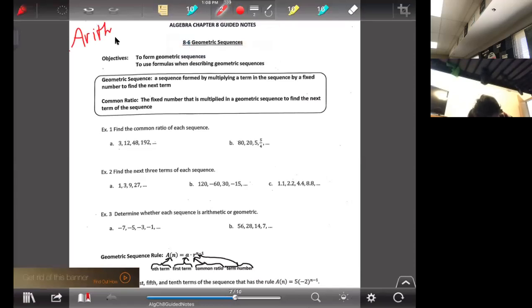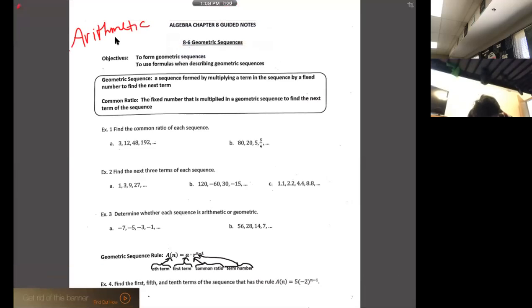So an arithmetic sequence is a sequence of numbers. So let's say I do this: 3, 7, 11, 15. What's going on there? 3, 7, 11, 15. What's happening? You're adding. Yep, Nash. We're adding 4 to the previous number to get to the next number.